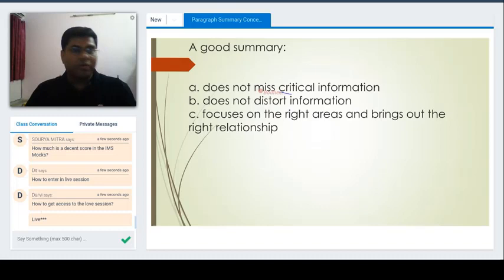Now, what do you mean by distortion of information? I will give you a very simple example. The passage says that diabetes is the biggest killer in India.